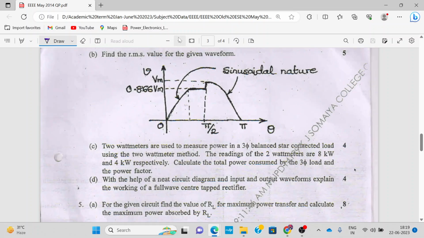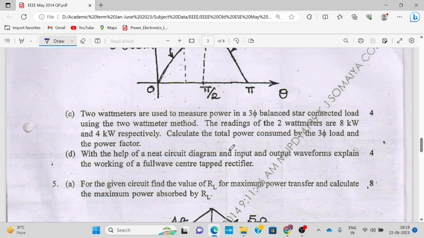Okay, 2 wattmeter. Great. It's the simplest one. 2 wattmeters are used to measure power in a three-phase balanced star-connected load using 2 wattmeter method. So this is the simpler one. This is the one which we have to complete in the exam. These are very easy. And again, there is another one. D part: with the help of neat circuit diagram, input output waveform, explain the working of full wave center tapped rectifier. You all can also solve it easily.